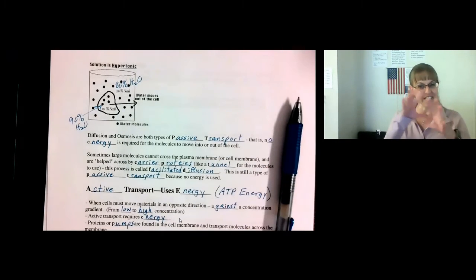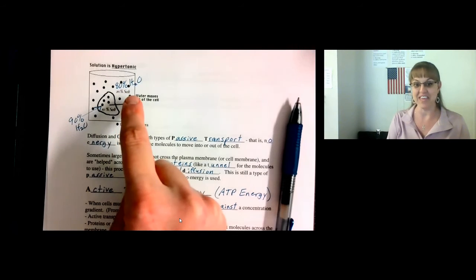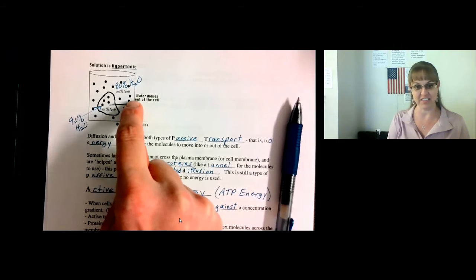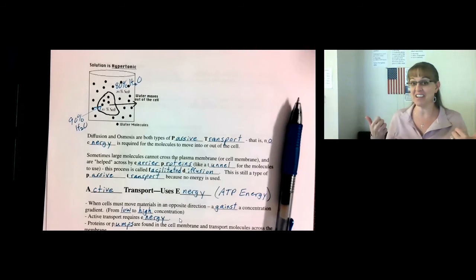The salt dissolves in the slug slime on the outside of the slug, making a hypertonic solution. So the insides of the slug are like the cell. There's less salt. The outsides of the slug are like the solution with more salt. So the water moves out of the slug, and the slug dehydrates and dies of dehydration, and that's how salting a slug kills it. Crazy, huh?